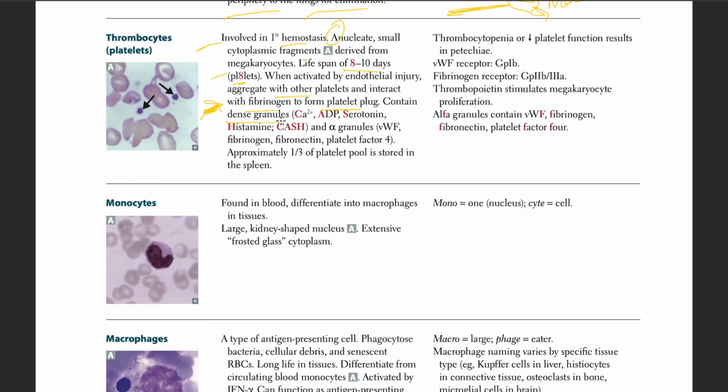Contain dense granules. What does it contain? Dense granules, which contain calcium, ADP, serotonin, histamine. CASH is the mnemonic. But remember, it has dense granules and alpha granules.